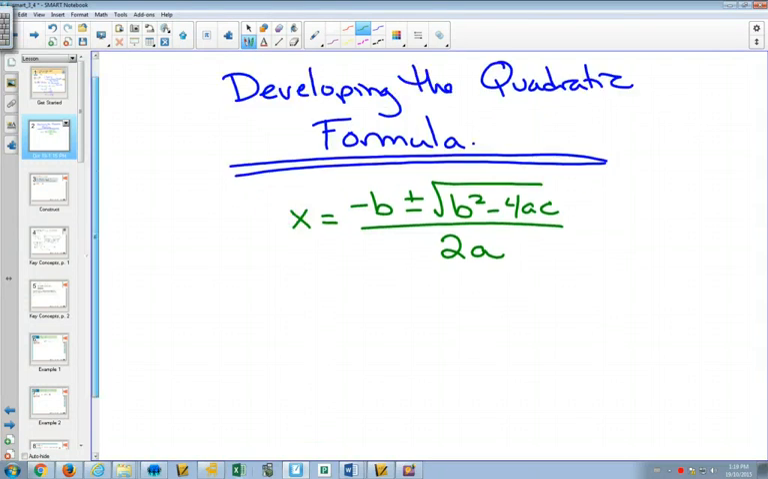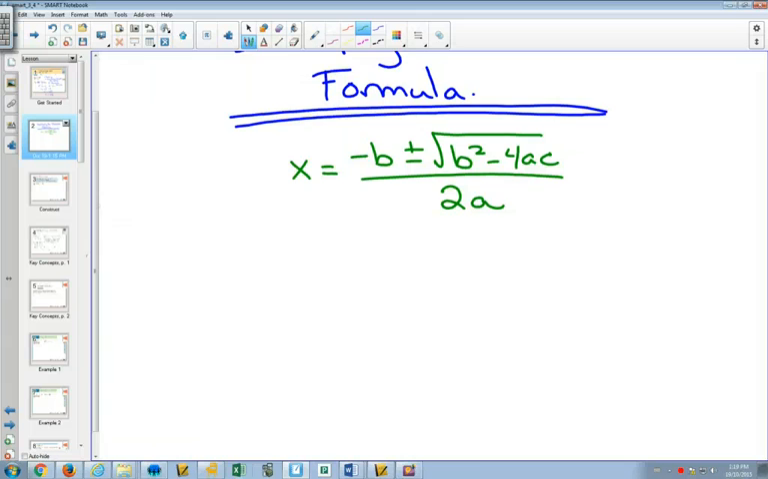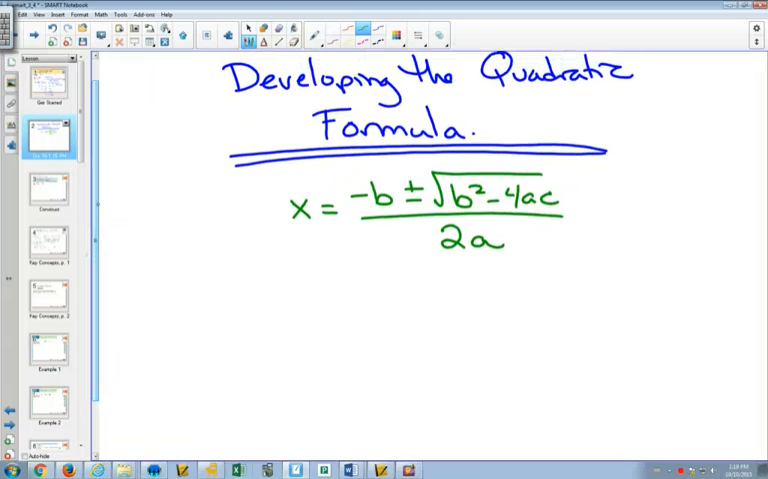So the question is, if you take any quadratic equation, what a mathematician does to develop a formula is start off with any quadratic equation possible. So we use the letters A, B, and C. They could all be numbers, any numbers possible.